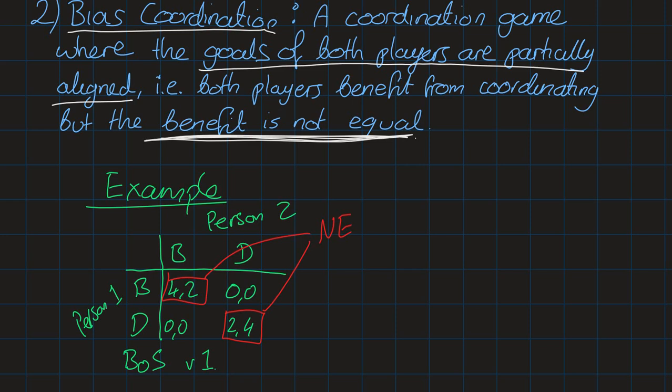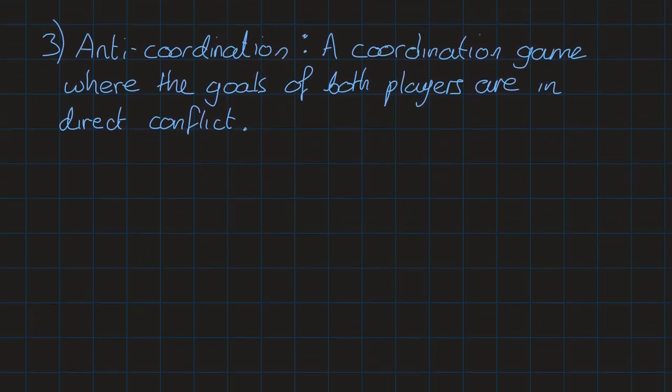Right there. And it benefits both people to coordinate, but there's a conflict because, for example, this one here benefits person 1 more than it benefits person 2, whereas this one here benefits person 2 more than it benefits person 1. So now they don't have as pure an incentive to purely coordinate. There's a conflict of interest going on. So this is Battle of the Sexes version 1. Also, Battle of the Sexes version 2 is also a bias coordination game. Okay, let's look at the last type of coordination game.